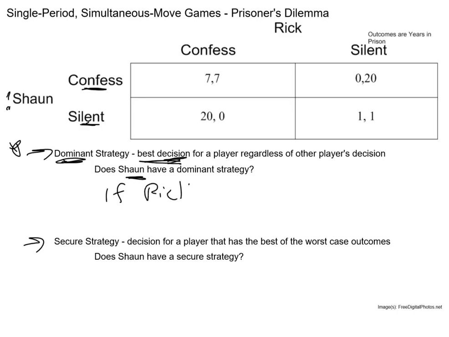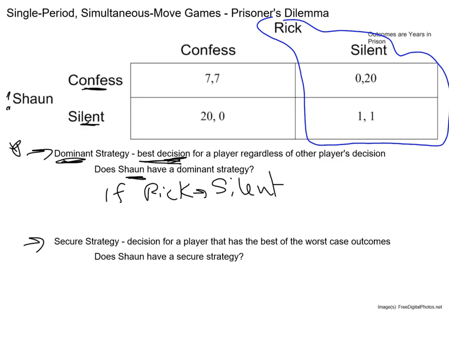So let's consider, what if Rick decides to go with silent first, right? Let's consider both of these guys remaining silent. If Rick decides to remain silent, what are we looking at here? If Rick remains silent, we are considering this second column. If Rick remains silent, Sean, let's have Sean in green, faces the decision to either confess or remain silent, right?